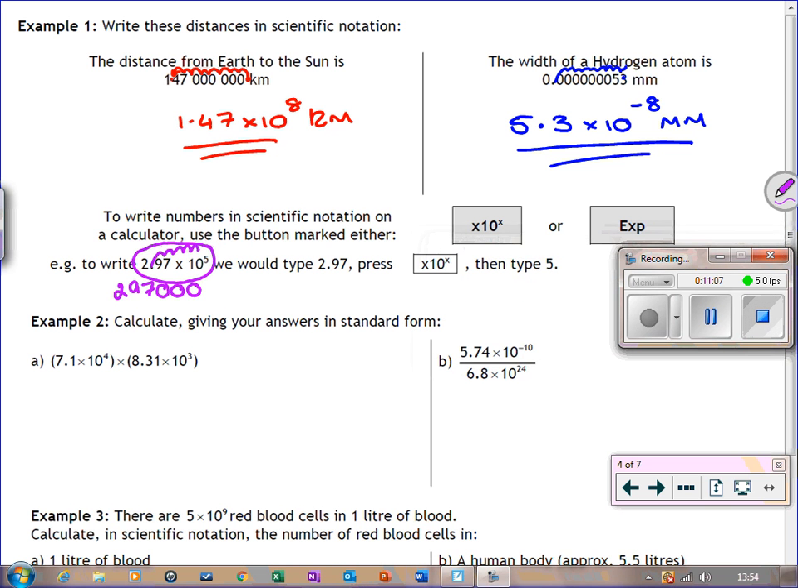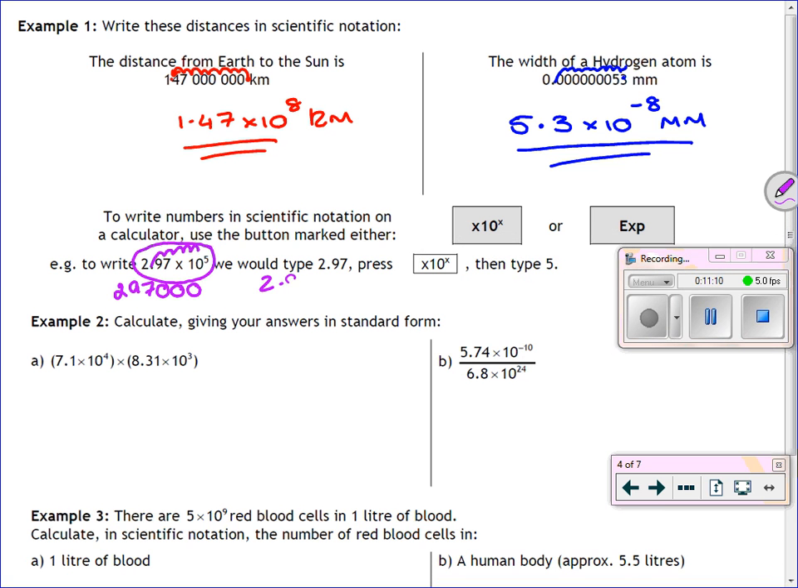If I had, for example, the number 2.97 times 10 to the power of minus 5, and I wanted to turn that back into normal form, then I would just move my decimal point back the other way. Just remember, if it's a positive power, it becomes a huge number. If it's a negative power, it becomes a 0 point number. So the point would go back 5 places. So we'd get 0 point, and then we'd have 1, 2, 3, 4 zeros, 297.